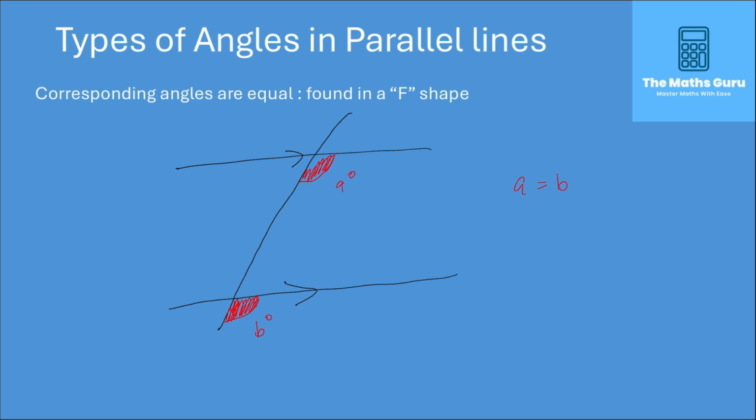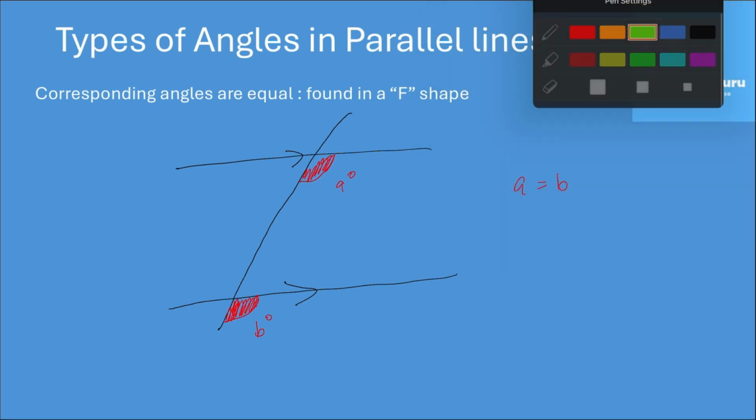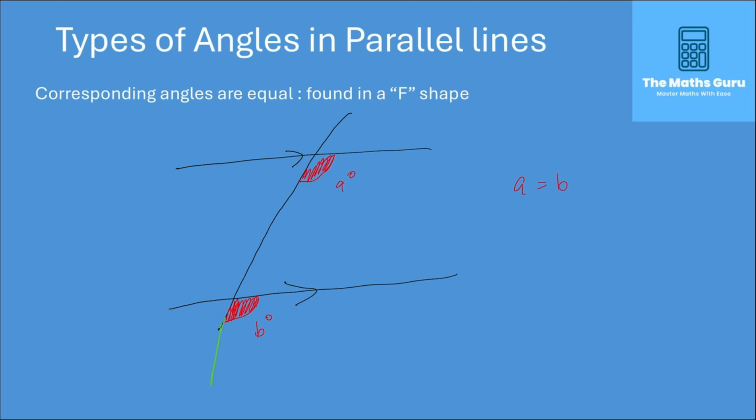Hence, what we're going to do is form our F, and the two angles in the corners or the vertexes of our F are going to be equal. So in this case, A is equal to B degrees.